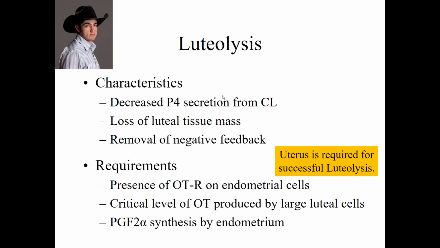All right, so now let's talk about the last major part of the luteal phase, which is luteolysis. Some characteristics of luteolysis are, first and foremost, a decrease in progesterone secretion from the CL. Once that corpus luteum is targeted by prostaglandin F2 alpha, it's going to start the death process. We're going to look at what that looks like on a cellular level in just a few minutes.